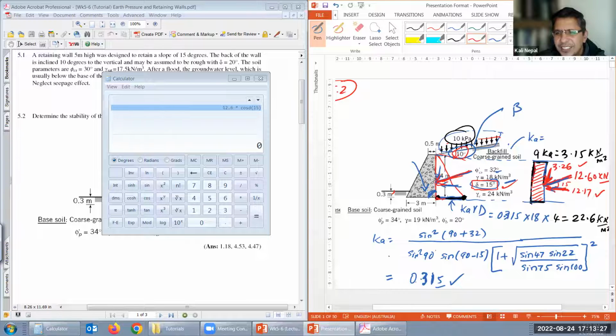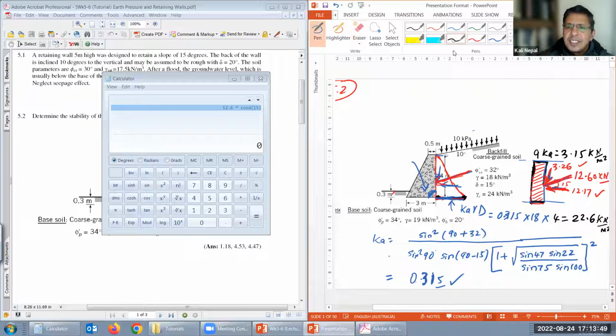We did that for the surcharge case. Good. So now what I need to do is find the area of this triangle. I will remove all these other things, otherwise it will be too crowded there. KA, what we got was 1 point. Yeah, that's fine. Now, how much is the area of the triangle?